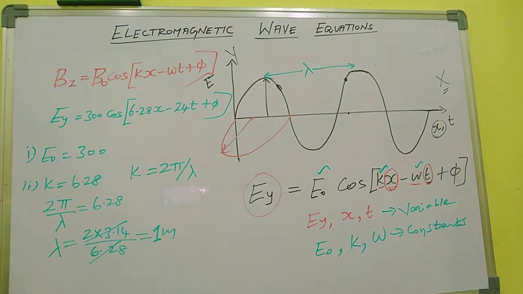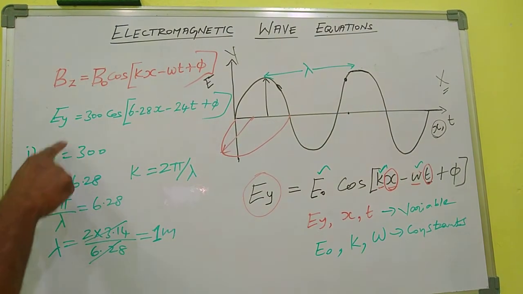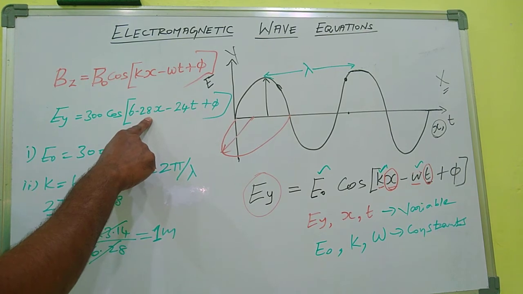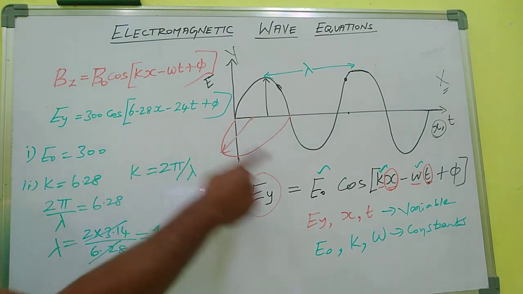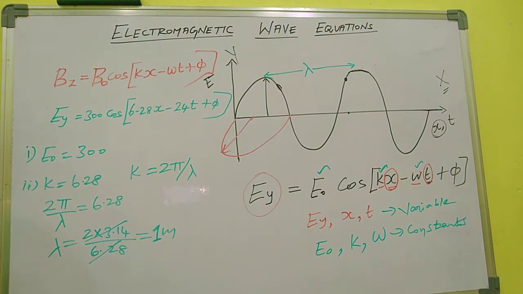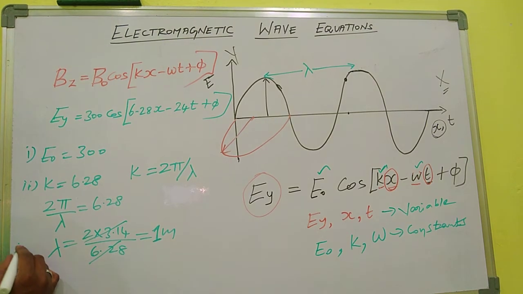Okay. Then, first we find E naught. Then K. K means wave number or propagation constant. We can find the propagation constant K. In the third step we find lambda. These three things we find out successfully. Then the fourth one is what?